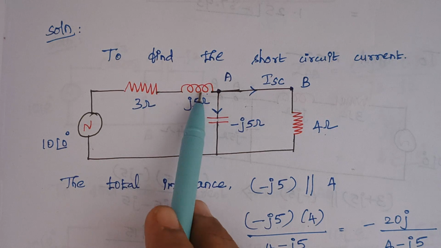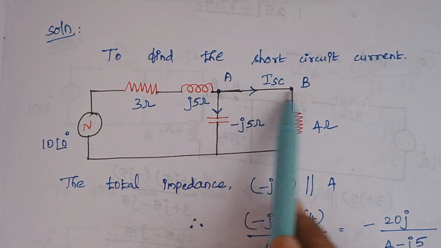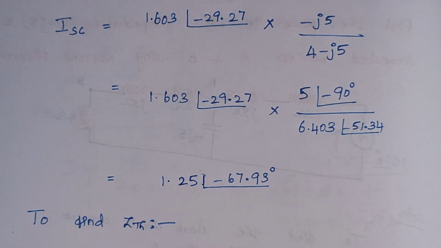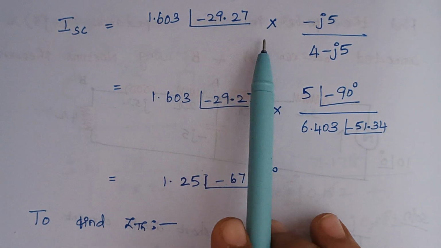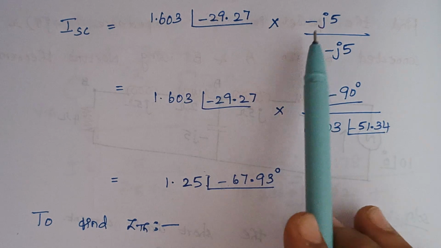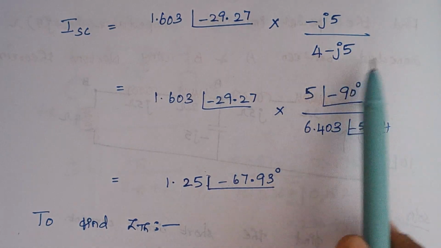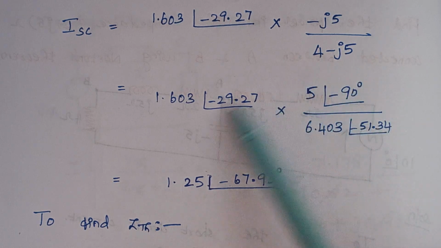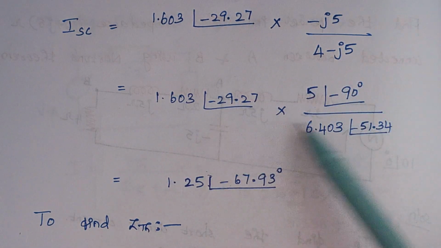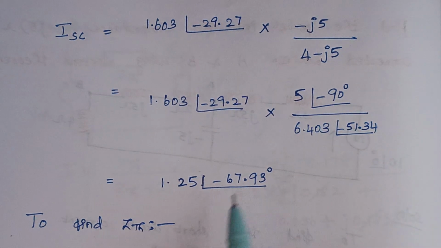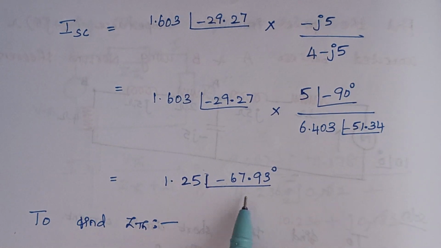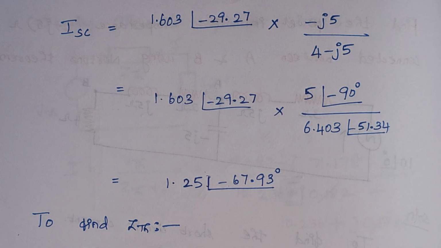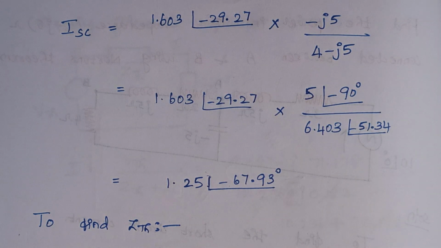Now we have calculated this total current, right? But actually what we need is the current that flows through this path. Therefore, by the current division rule, this is your total current into the opposite resistance, minus J5, divided by the total resistance, 4 minus J5, right? Just convert everything into polar form, and finally the answer is 1.25 with an angle of minus 67.93 degrees, right? Now we have calculated the short circuit current.